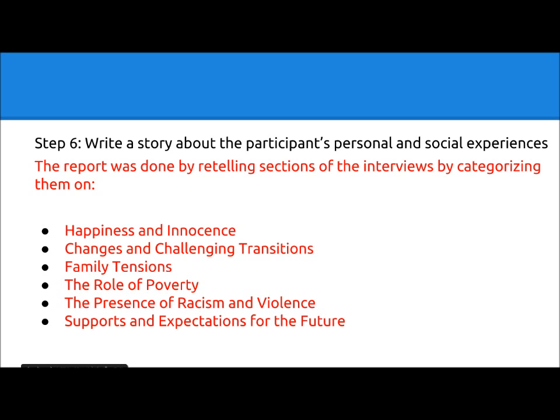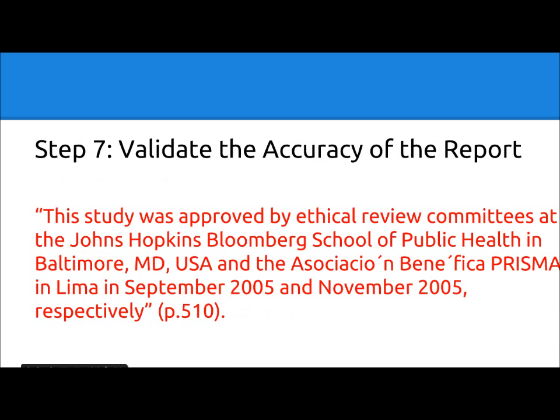And as I mentioned previously, this type of design usually shows themes. So the authors of this research in particular retold the stories by dividing them into 6 different themes. They were happiness and innocence, changes in challenging transitions, family tensions, the role of poverty, the presence of racism and violence, and supports and expectations for the future.